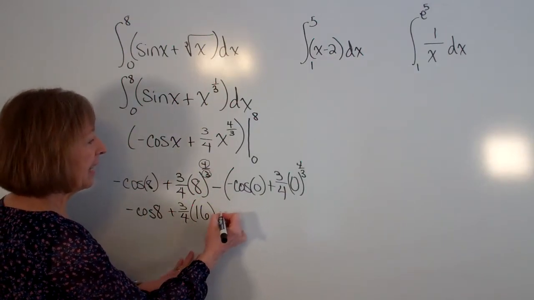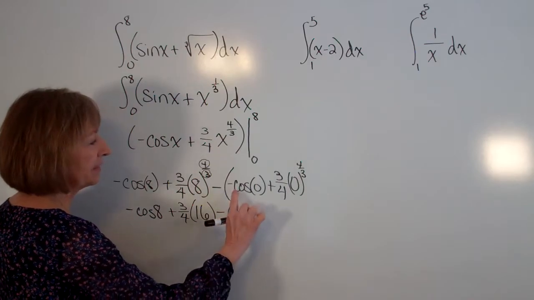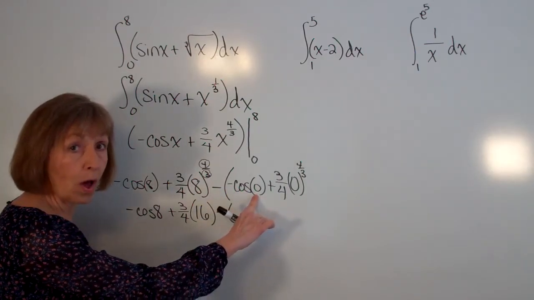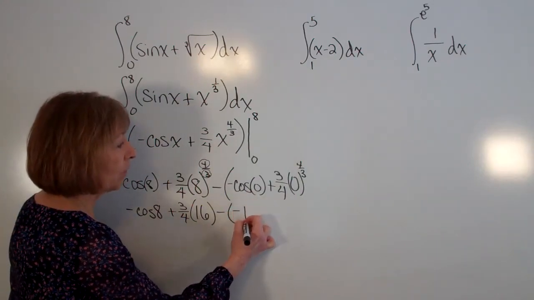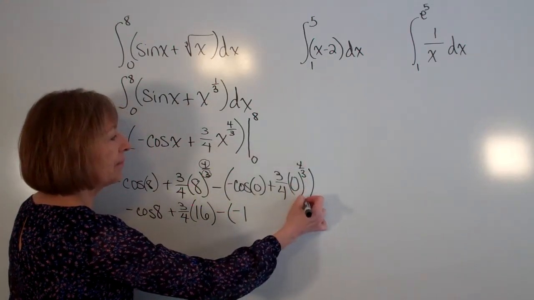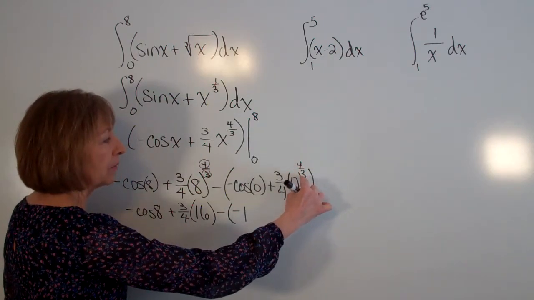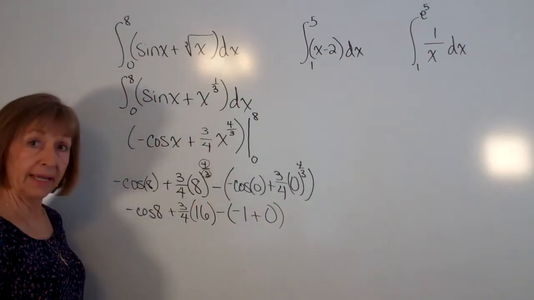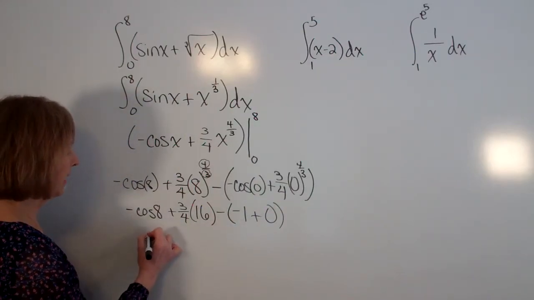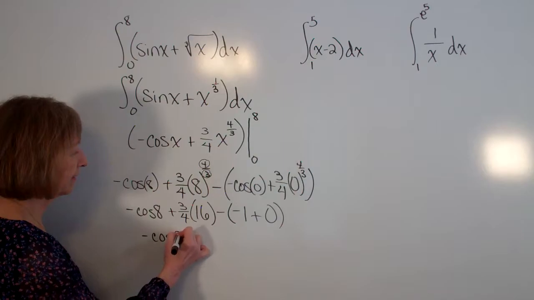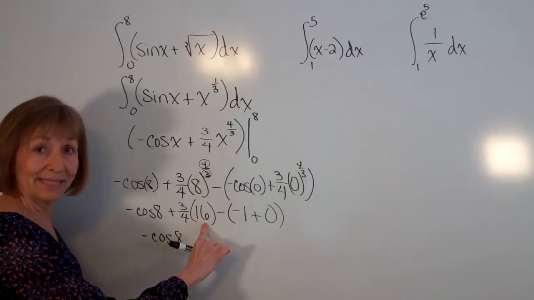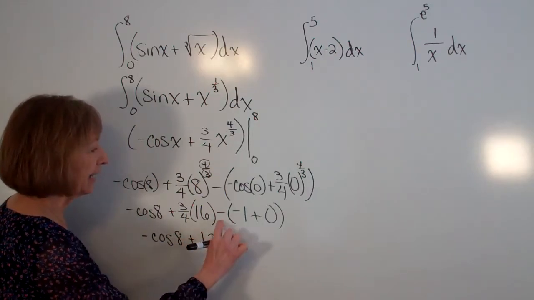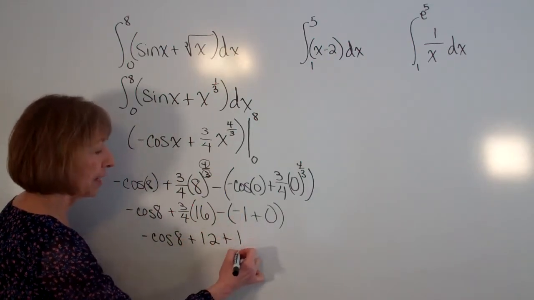And this is then minus, and in parentheses, this is negative the cosine of 0. Well, the cosine of 0 is 1. So this is negative 1. And then my 0 to the 4/3 power is 0, 3/4 times that is 0. Okay, so now I have negative the cosine of 8. 3/4 times 16 is 12, so plus 12. And then minus a negative 1 is plus a 1.